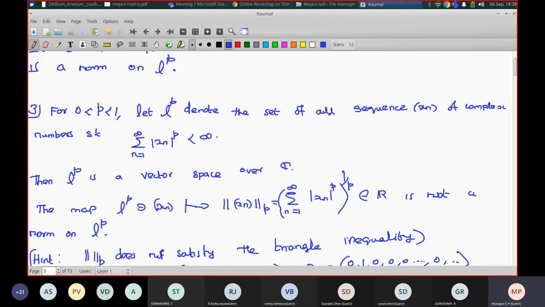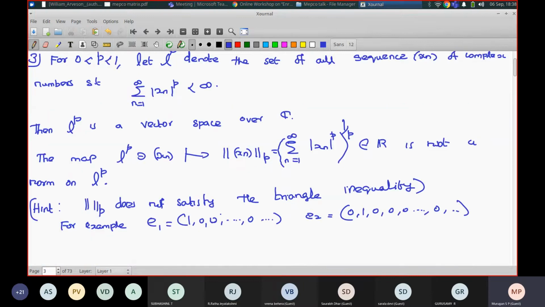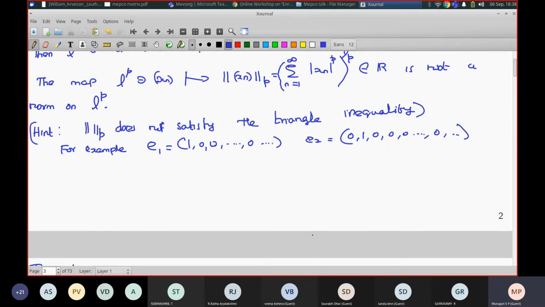Why is this not a norm on ℓ^p? Because this map does not satisfy the triangle inequality. So what is the norm of e1 plus e2? You can easily see from the definition that this quantity is 2 to the power 1 by p.